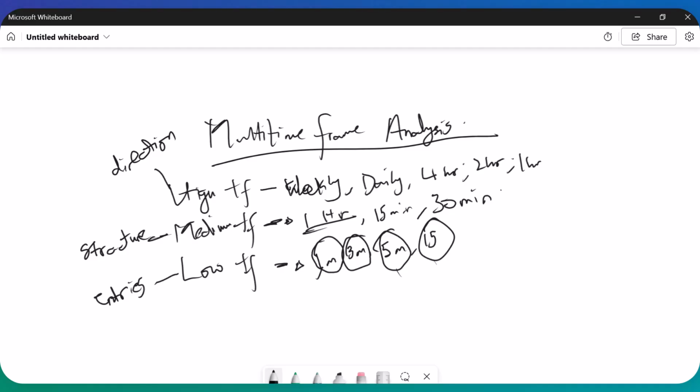Now, remember, the charts are your teacher. The more time you spend studying them, the more fluent you become in the language of price.